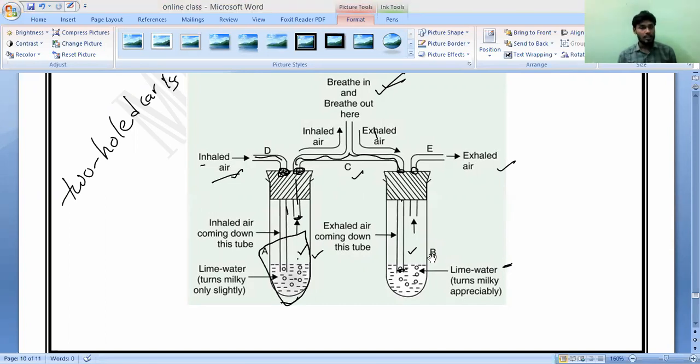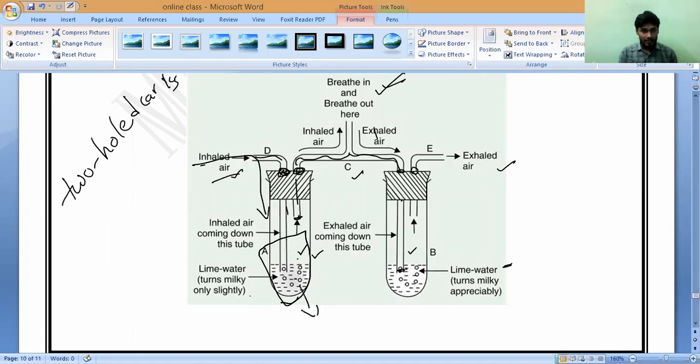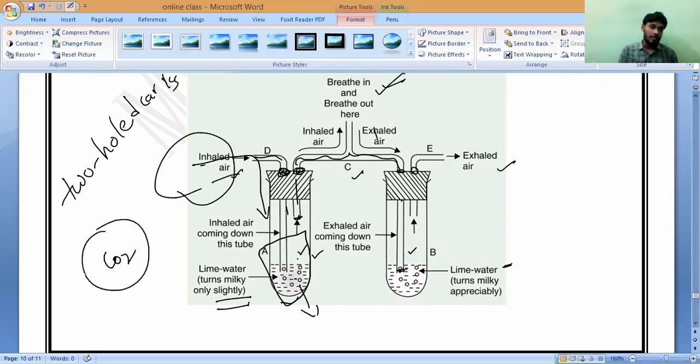So when we are breathing out, what is happening? When we continue this breathing in and breathing out for about 5 minutes, we can find that the lime water in boiling tube A turns milky only slightly, but the lime water in boiling tube B, where exhaled air is continuously passing, turns completely milky, which we observe as the change. Here inhaled air is coming, so here also it turns slightly milky. Why only slightly? Even the inhaled air contains some percentage of CO2.